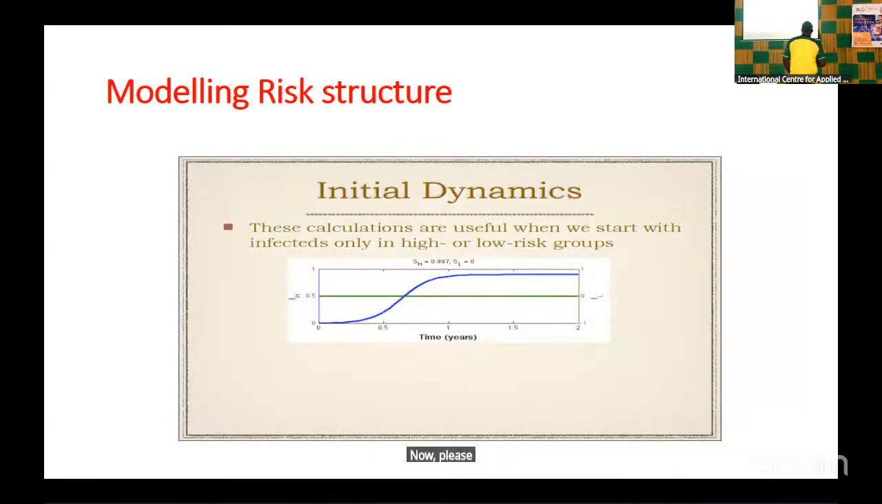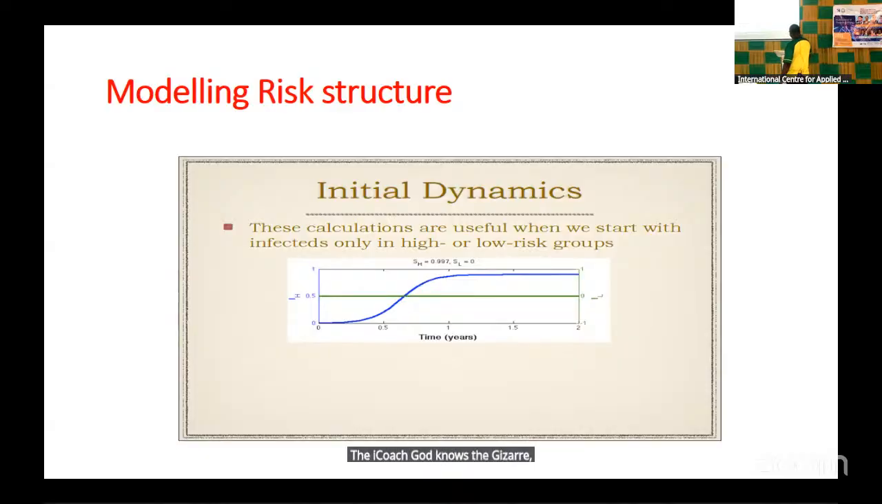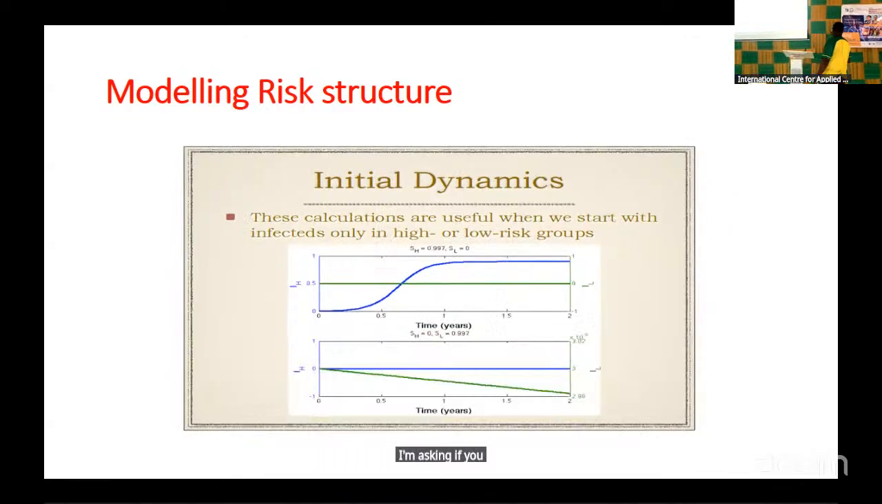Now, these calculations are useful when we start with infected only in the high or low risk group. Over the years, you find that IH grows between 0 and 1, and then over 2 years it begins to increase until it comes to a flattening point, where all the infected in the high risk group begin to increase. Given that SH, the susceptible in the high risk group, is 0.997, and SL is equal to 0.